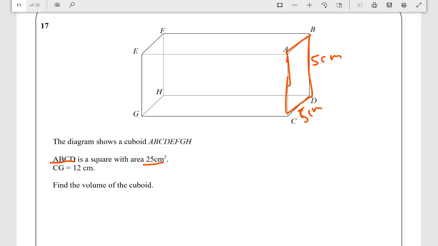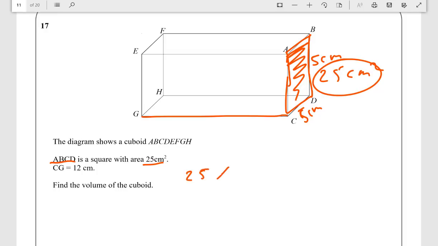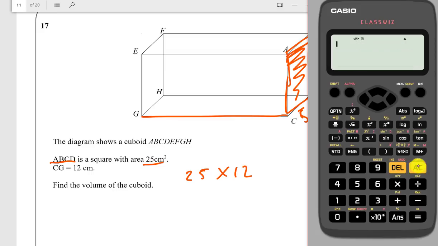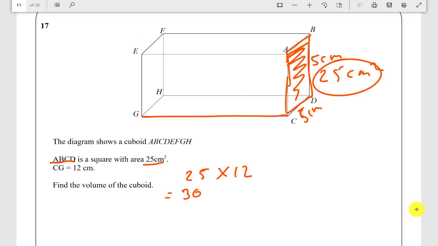What we can do is, because we have the area of the cross section, which is 25 centimeters squared, all we have to do is multiply by the length of the cuboid. So to work out the volume, 25 times 12. Let me check on the calculator, 25 times 12 is 300 centimeters cubed, because it is a volume.